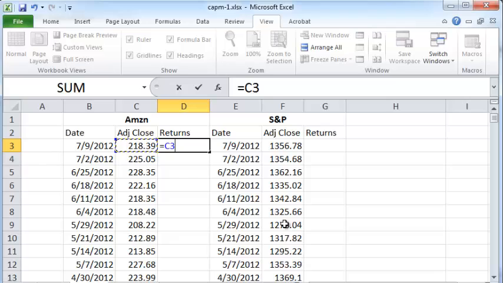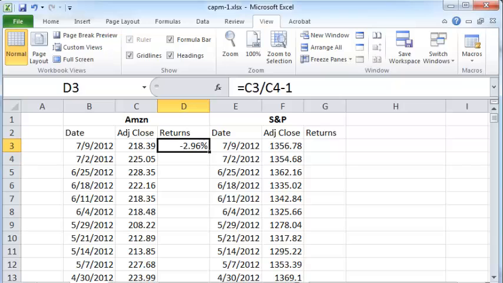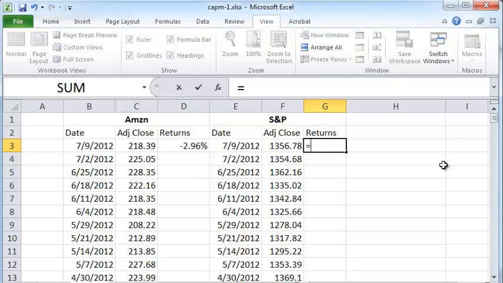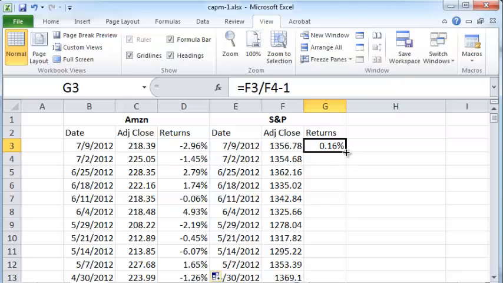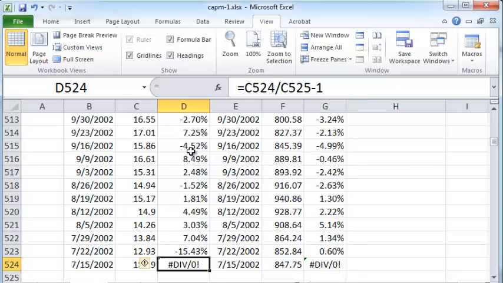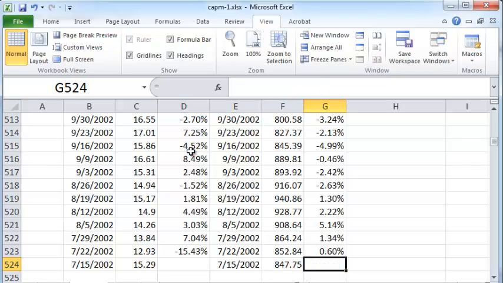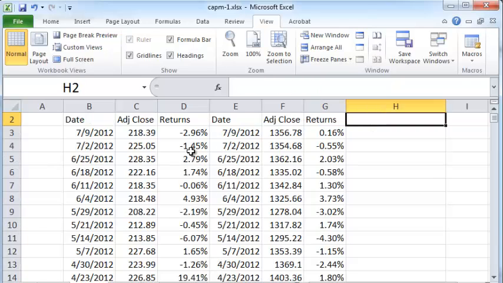The return is just the current stock price divided by the previous period stock price minus 1, expressed as a percentage. We do the same thing for this. And I can copy this all the way to the bottom, and this one too. We just need to delete the last observation because it does not have a previous stock price to compute returns from. Okay, so having done this, it's now straightforward to compute the beta.